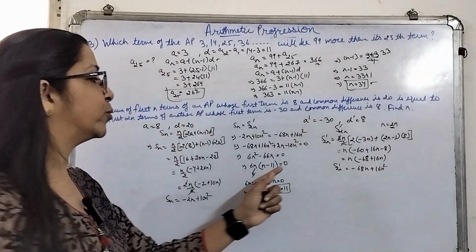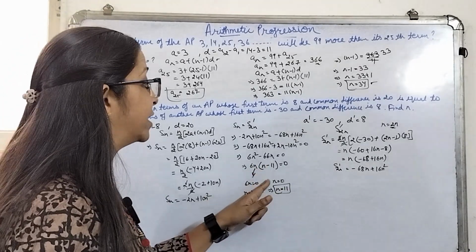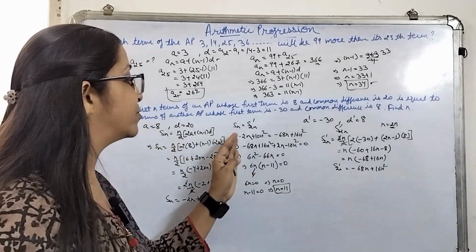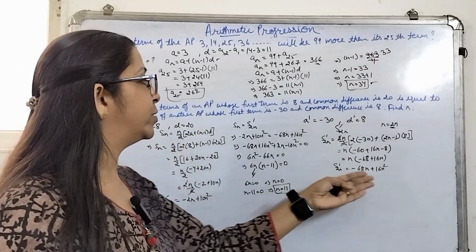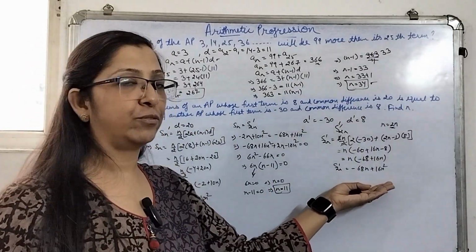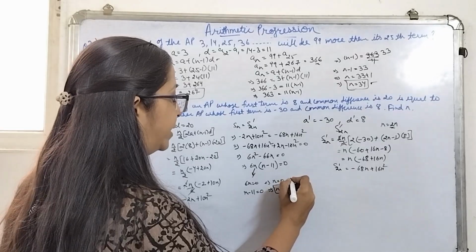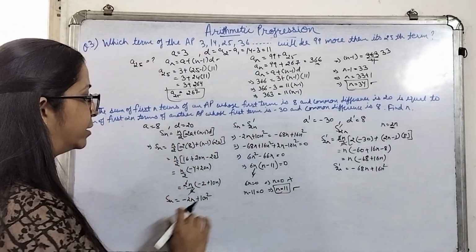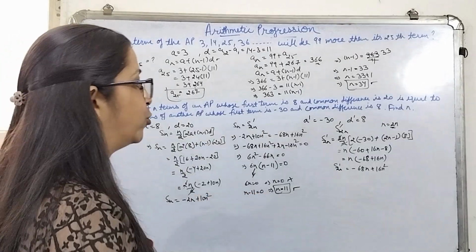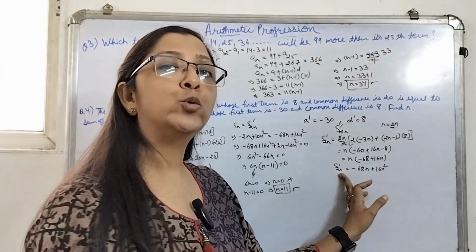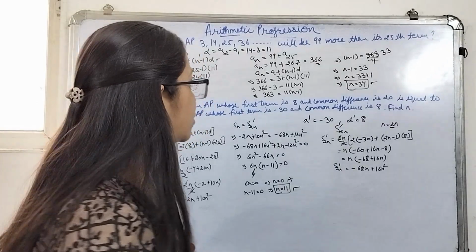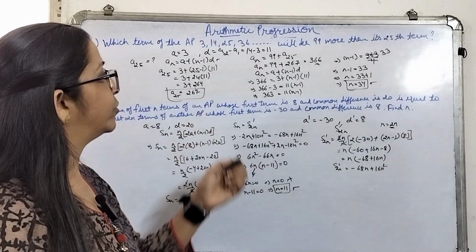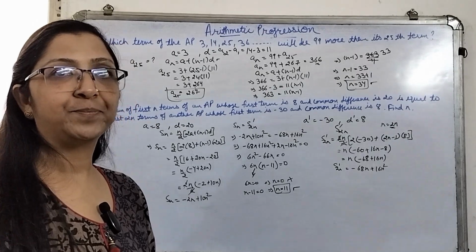So n equal to 0 is not possible, because n equal to 0 means zero terms, and it is not possible that the sum of 0 terms of this is equivalent to the sum of 2n terms, meaning 0 terms of this. So that's the reason we will be ignoring it and the value of n will be 11. That means the sum of 11 terms of this AP will be equivalent to the sum of 2n, meaning 22 terms, of this AP. So the required answer is n is equivalent to 11. This is how we will be solving the questions.